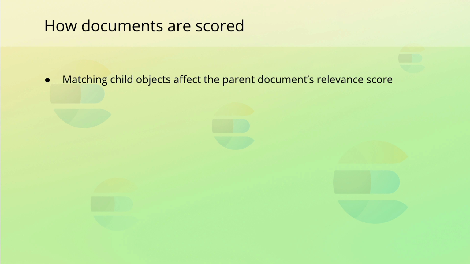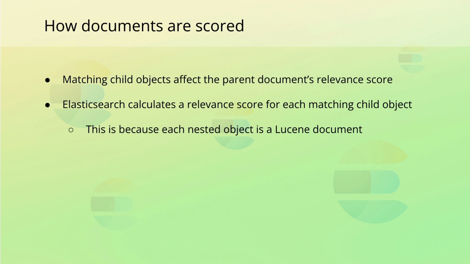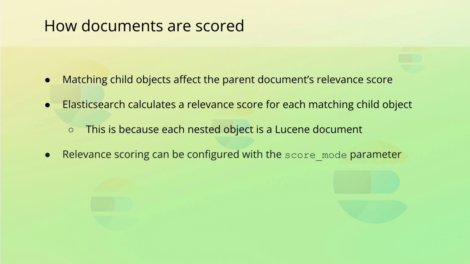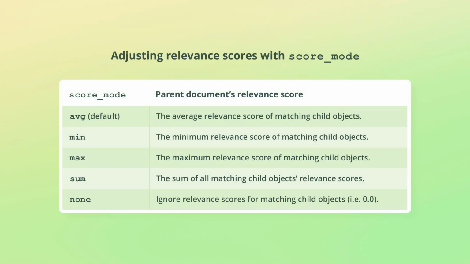In particular, how matching child objects affect the parent document's relevance score. Since each nested object is actually a special kind of document internally, Elasticsearch calculates a relevance score when they match a query. How the parent document's relevance score is calculated can be configured with a parameter named score mode. By default, the average relevance score of matching child objects is used for the parent document.